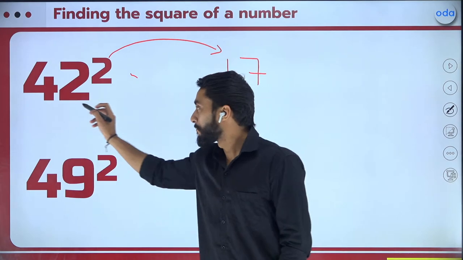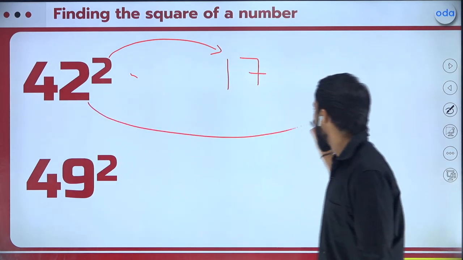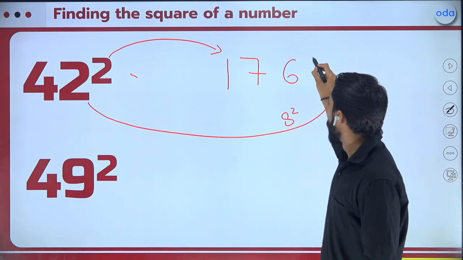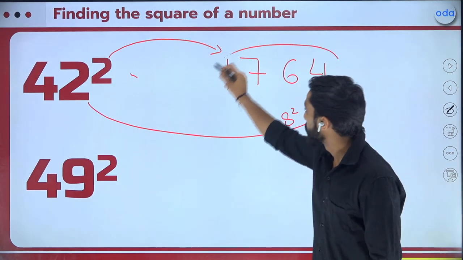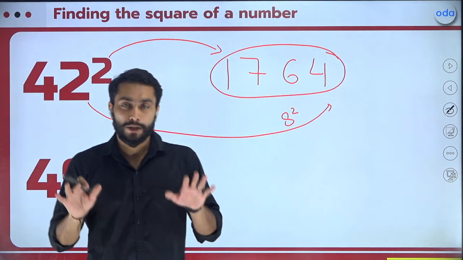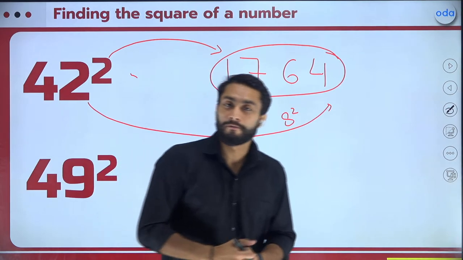How far is it from 50? It is 8 far, right? And what is 8 squared? That is 64. So what is the answer? 1764. Do you think we would be taking more than 5 seconds on this? This is a super duper easy trick to find the perfect squares.